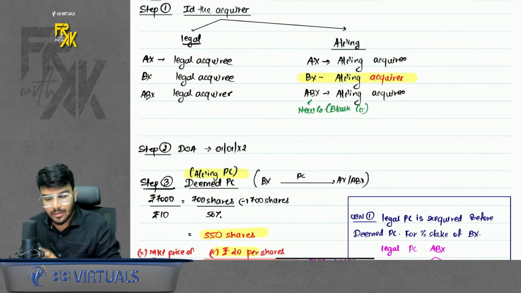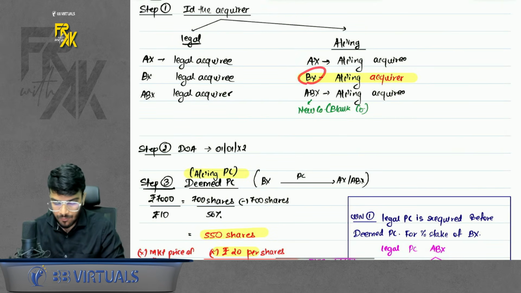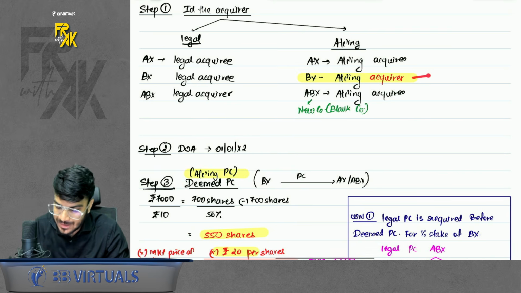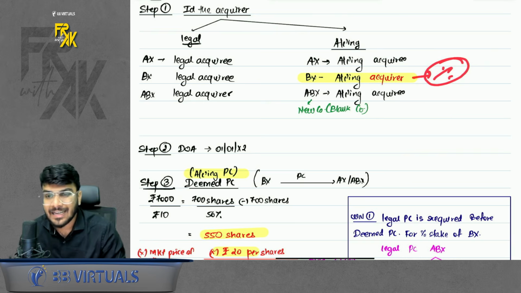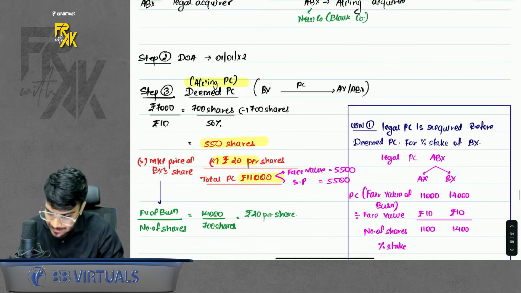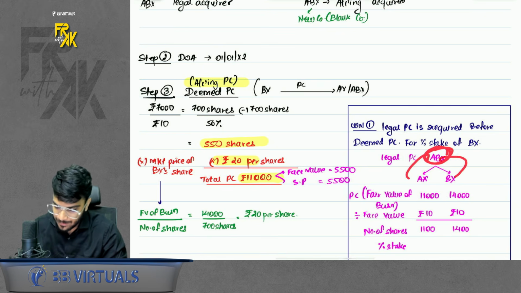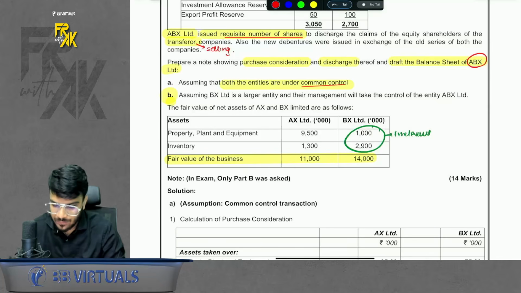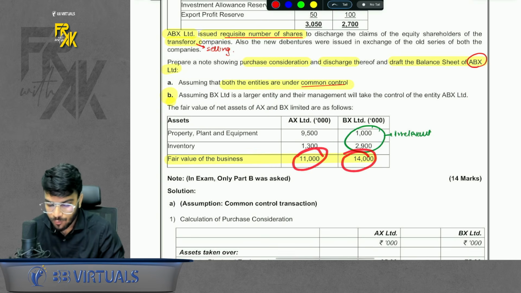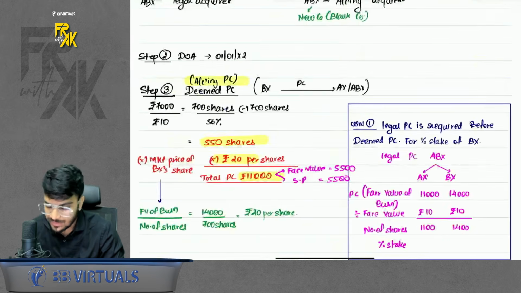So now in this case, how will you find the deemed PC? Because you don't have how much stake is to be maintained. So for finding deemed PC, first you need legal PC. Legal PC means, what if ABX gave the PC to AX and BX? Here one piece of information is given, that is the fair value of business. So if ABX wanted to acquire AX and BX, it could have given the PC of 11 and 14 to AX and BX. So we find this is the legal PC.